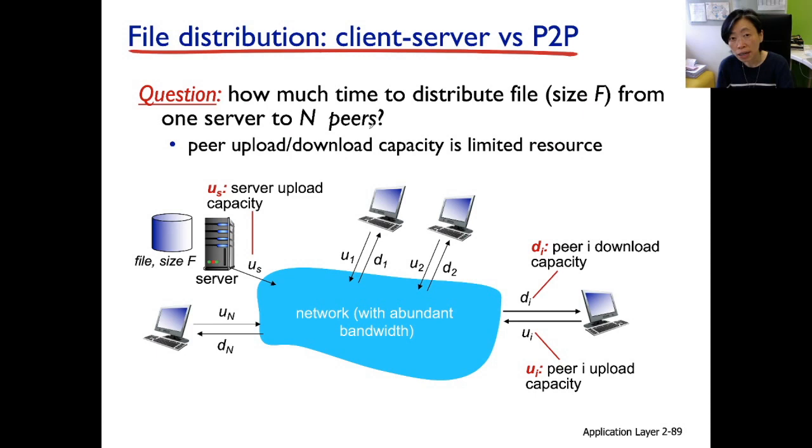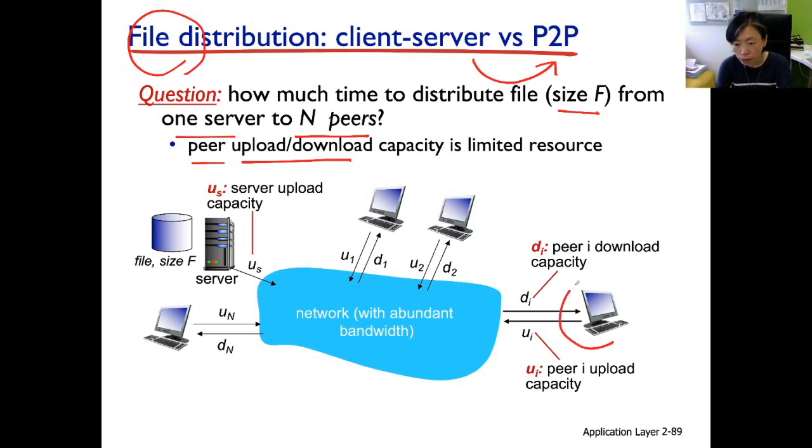Okay, before we talk about all these P2P application examples, let's talk a little bit more about the benefit of shifting from the client-server paradigm to the P2P paradigm. There must be a reason why people choose to do P2P instead of client-server. We're going to use a very simple example: distributing a file from one server to end users. Each of these users will be limited in terms of the uplink as well as downlink capacity.